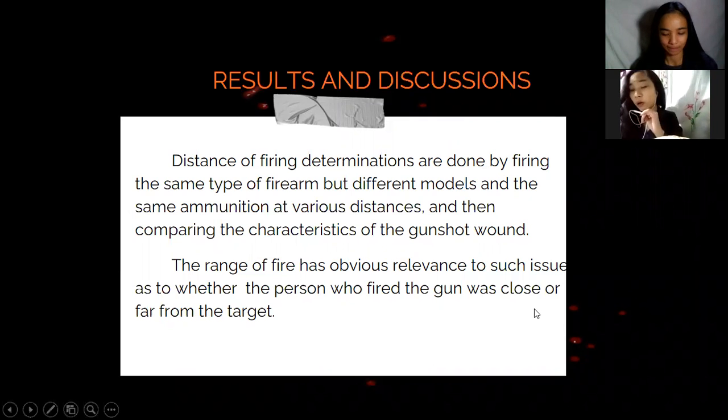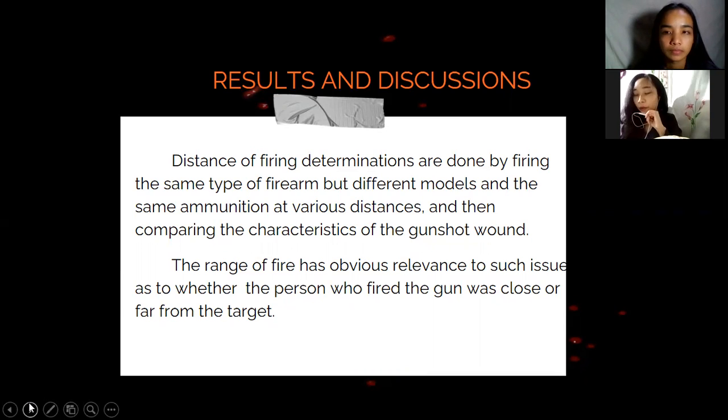So, in our results and discussion, after having the experiment and analysis, the researchers were able to find the following. First is the types of firearms. Here, we found out that the type of firearm has an impact on the disruption of tissue as each firearm holds individual characteristics, likewise the ammunition. Aside from that, the range of fire has obvious relevance to such issues as whether the person who fired the gun was close or far from the target.